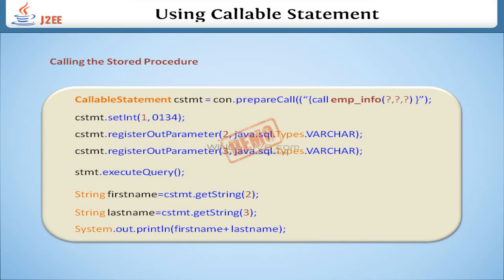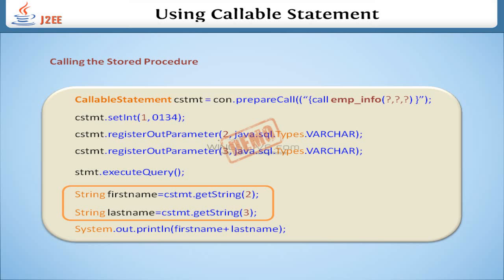In this example, we use one in parameter, employee ID, and two out parameters, first name and last name, and con is the connection object. By using the above code, we are passing 0134 for employee ID as the in parameter to retrieve the first and last name. After that, we set the JDBC type varchar to the second and third placeholders. Then, we execute the query and finally retrieve those values using the getString method and print those names.